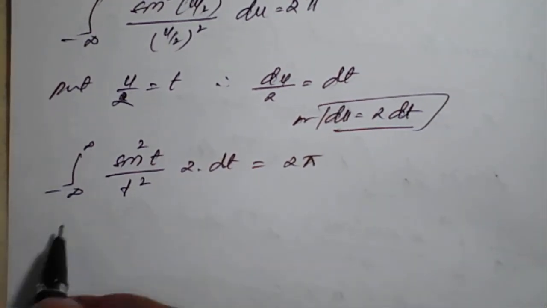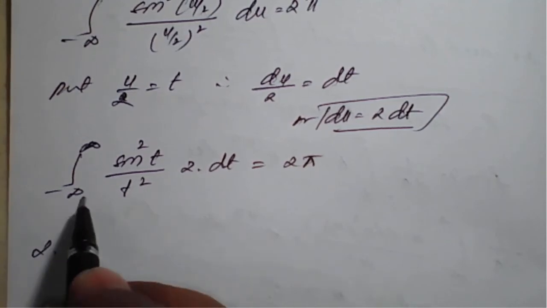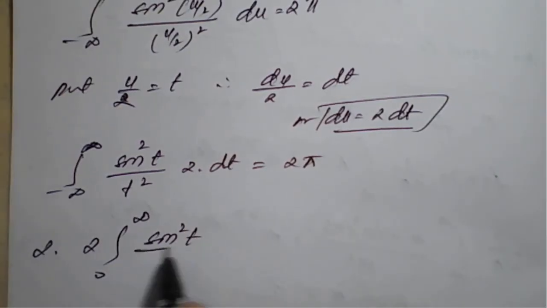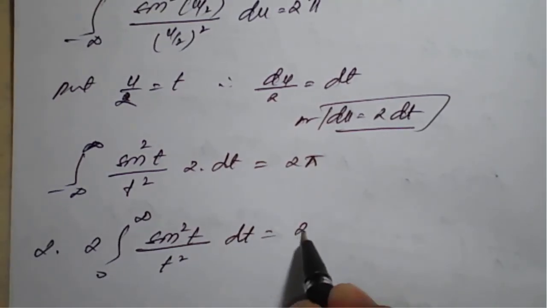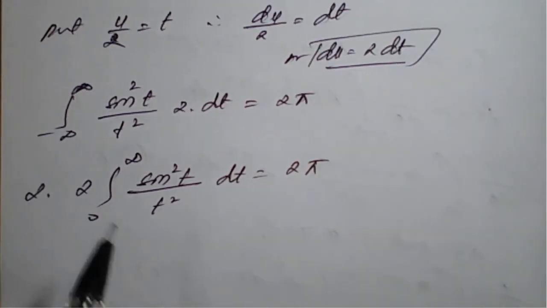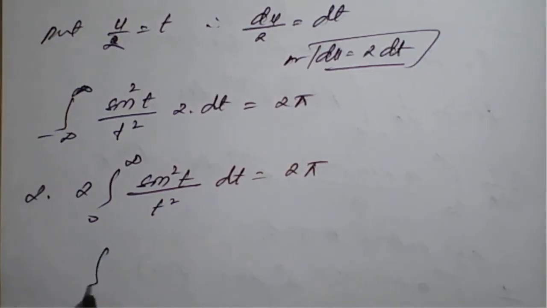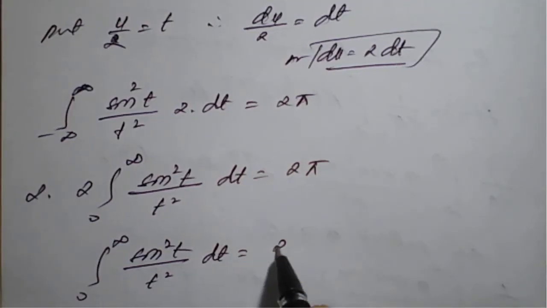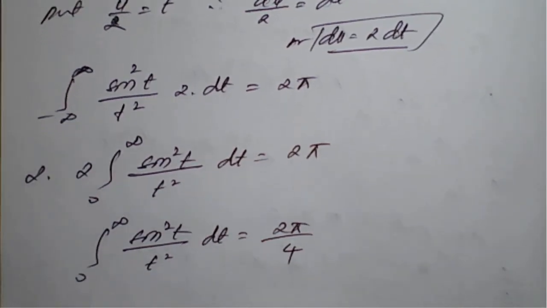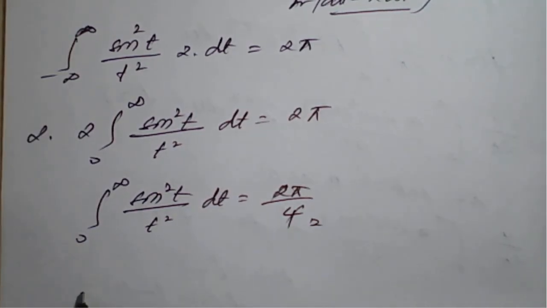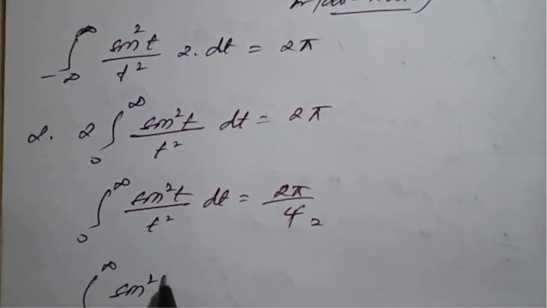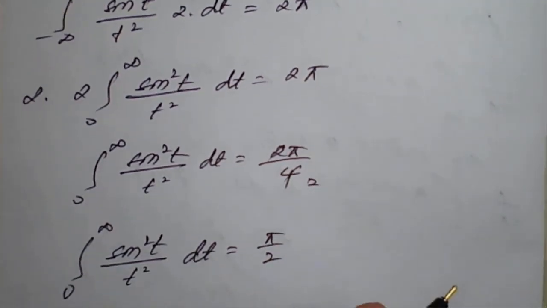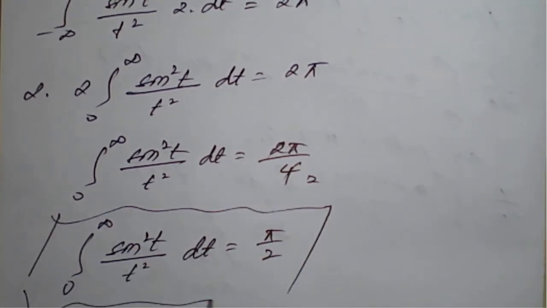This 2 you take outside, 2 into this minus infinity plus infinity can be written as 2 times 0 to infinity sine square t upon t square into dt is equal to 2 pi. This 2 twos are 4, cross multiply to the right hand side, integration 0 to infinity sine square t upon t square into dt is equal to 2 pi upon 4, because 2 twos are 4, or 2 ones are 2, twos are here, so integration 0 to infinity sine square t upon t square into dt is equal to pi by 2. So this is the required deduction part of the given Fourier transform.